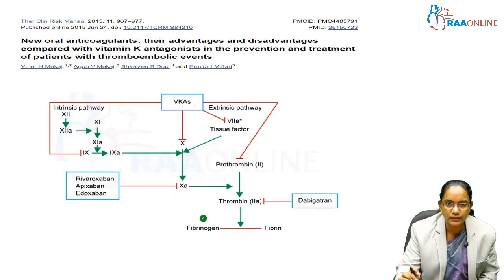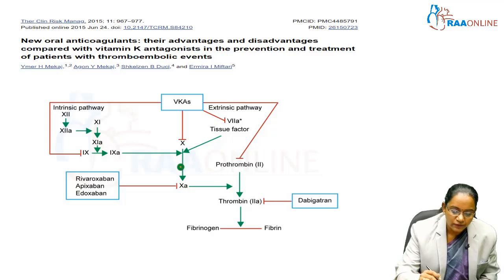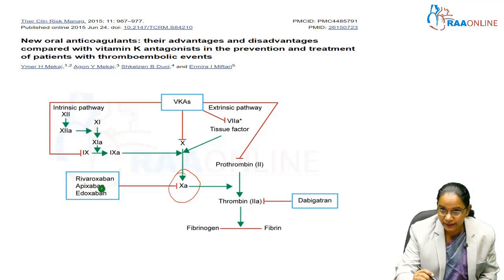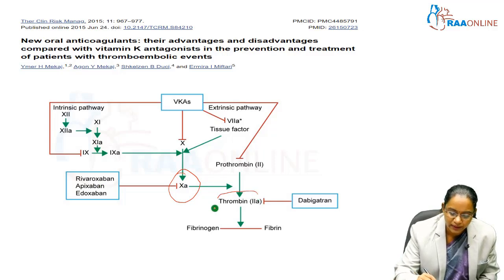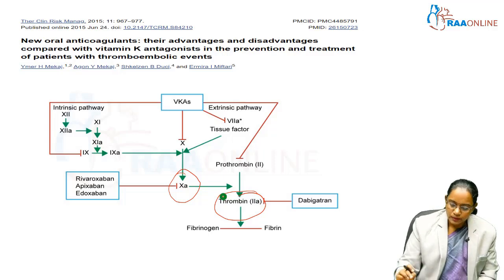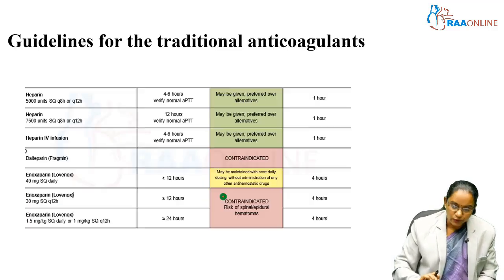Now, this is one article where the anticoagulants' sites of action are shown. If you see in this cascade, at factor 10A, rivaroxaban, apixaban and edaxaban act, and at factor 2A, dabigatran acts. So, they prevent the conversion of fibrinogen to fibrin.